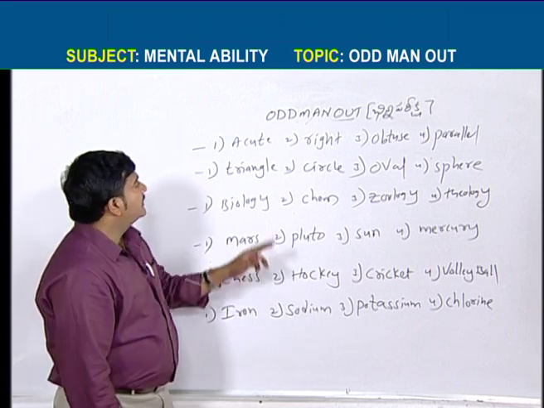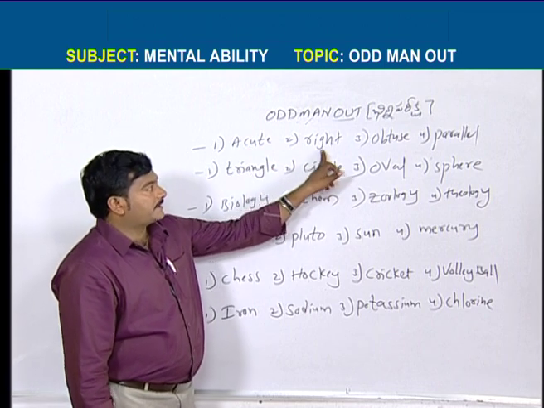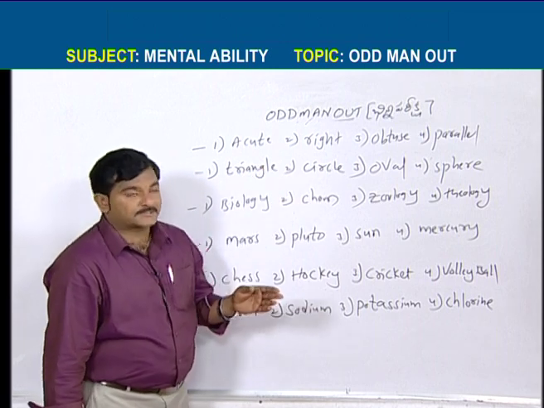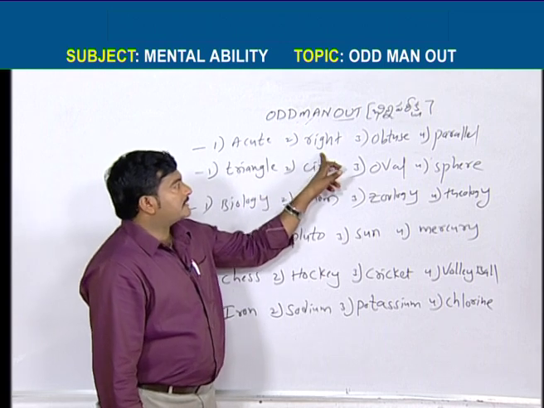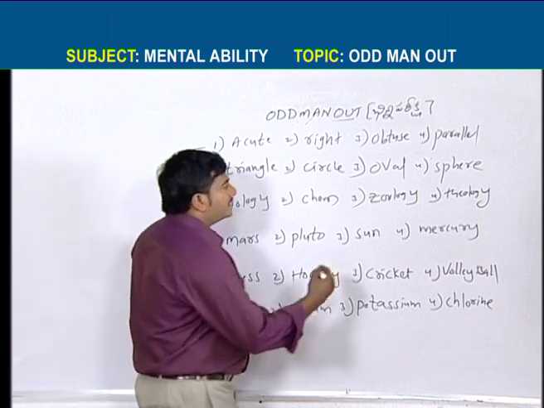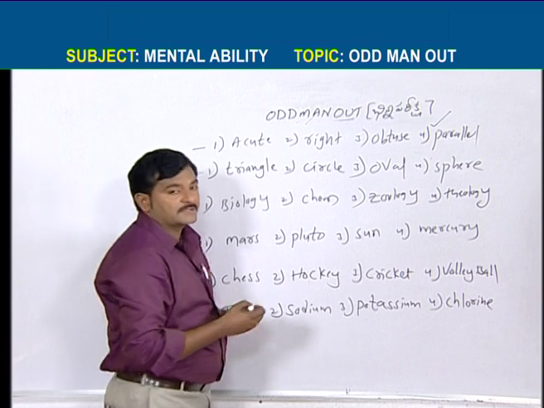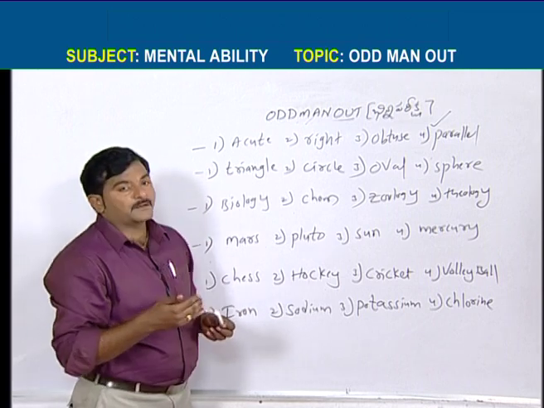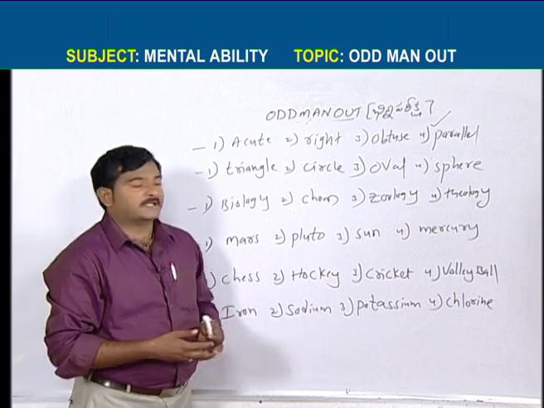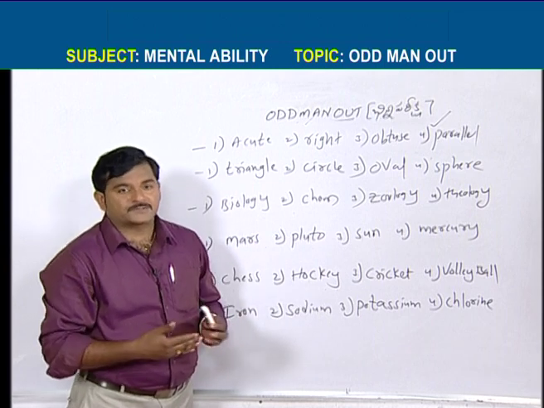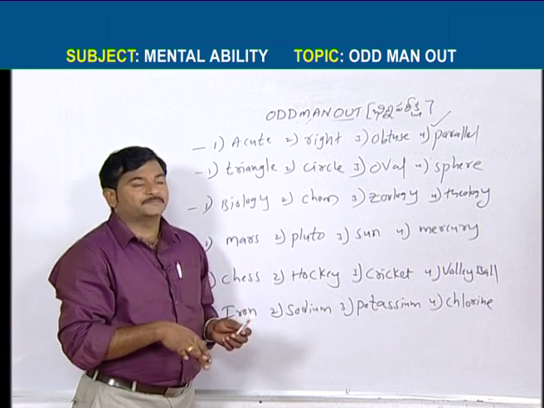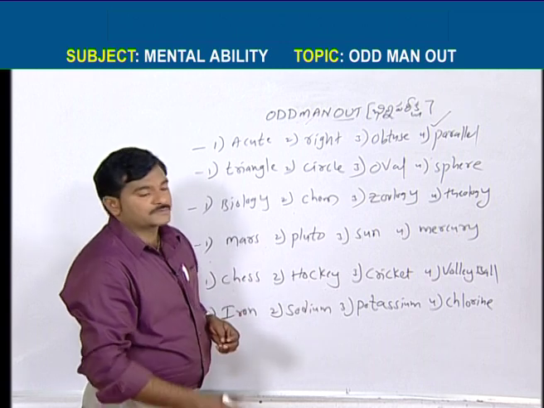Let us see the first one: acute, right, obtuse, parallel. If you observe here, these all are related to angles, right? Acute angle, right angle, obtuse angle, and parallel. It is very clear, the answer is the fourth option. Why the fourth option? The remaining 3 are types of angles: right angle, acute angle which is less than 90, and obtuse angle. That's why these three are related to angles, whereas parallel is not related to angle.